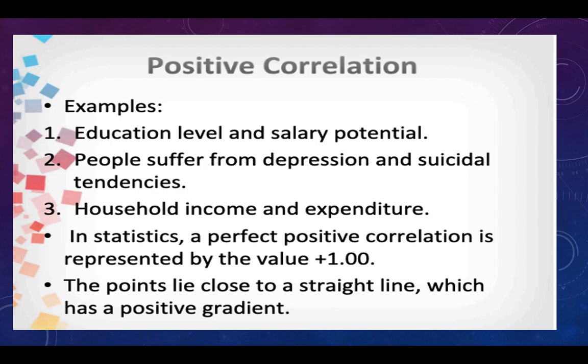In statistics, positive correlation is represented by the value plus one. I'll explain how to find that value. So positive correlation is taken as plus 1.00. The points lie close to a straight line with a positive gradient, because as one value is increasing, the other value is also increasing. So whatever the graph is, it will come as a straight line.